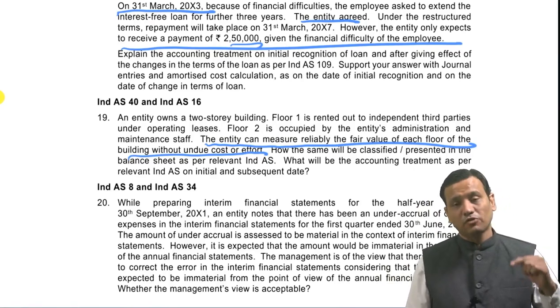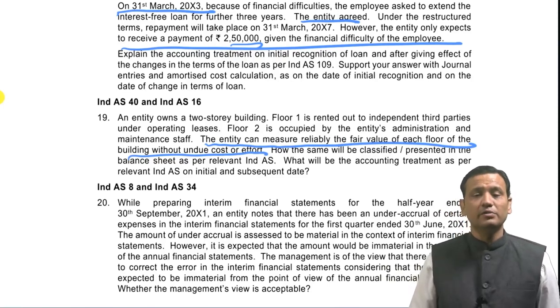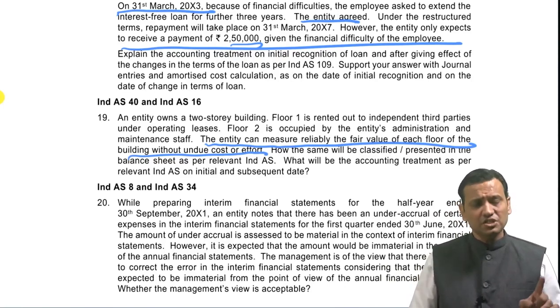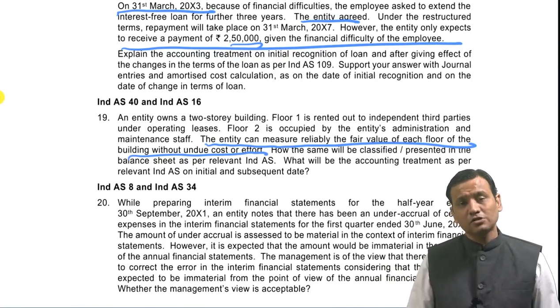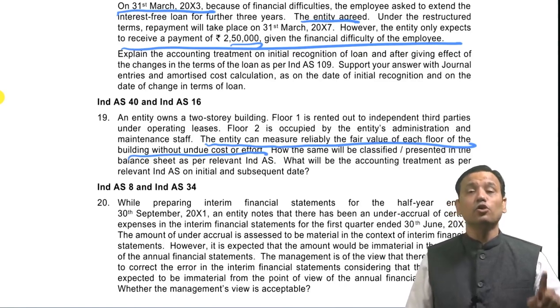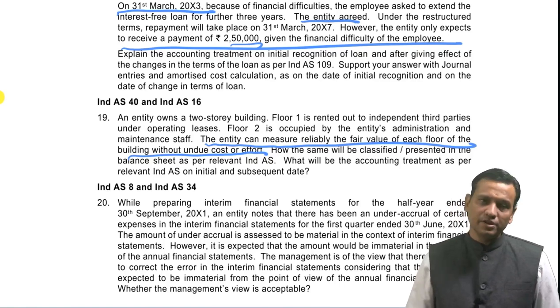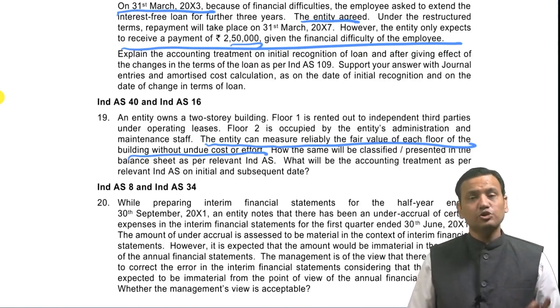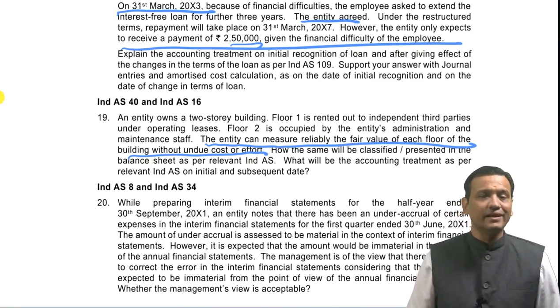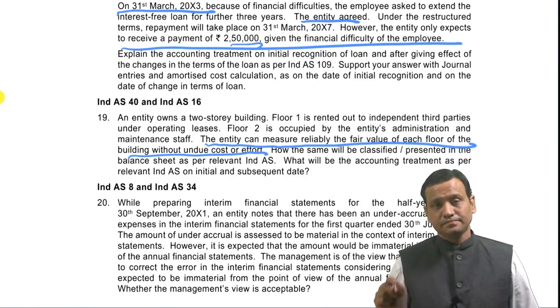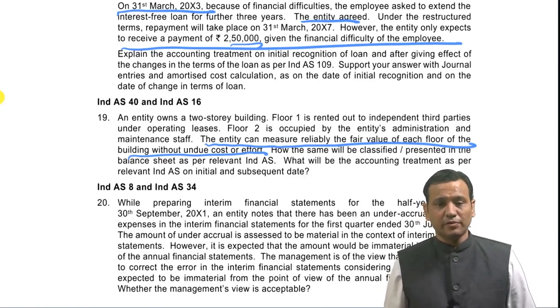Principles of Ind AS 40 will apply to floor 1 and principles of Ind AS 16 will apply to floor 2. As far as investment property is concerned, initial recognition will be at historical cost and subsequent recognition will also be at historical cost, obviously as reduced by accumulated depreciation. Revaluation model is not allowed as per Ind AS 40. Of course, for the purpose of disclosure, we will be disclosing the fair value of that investment property.